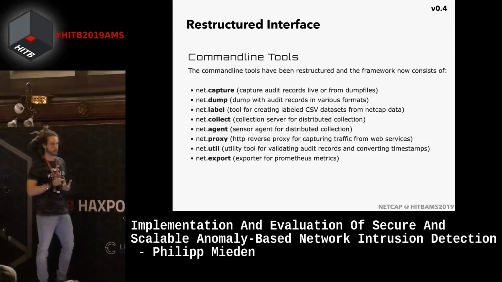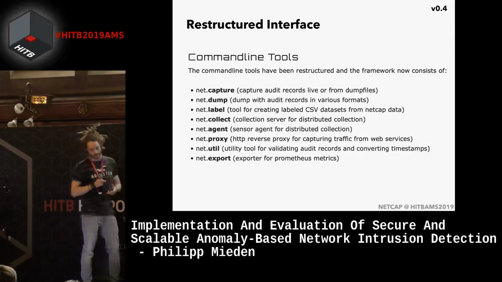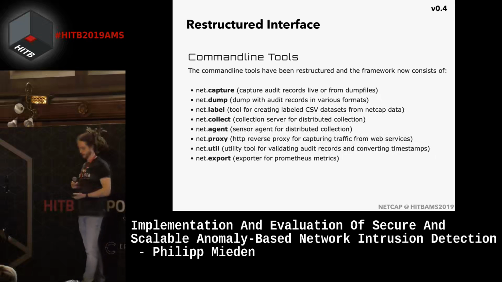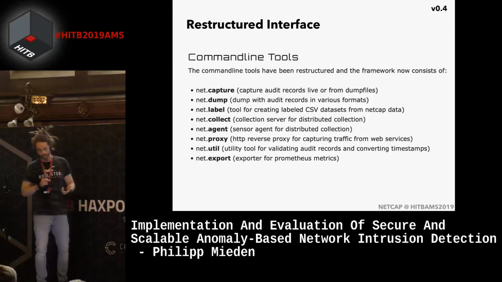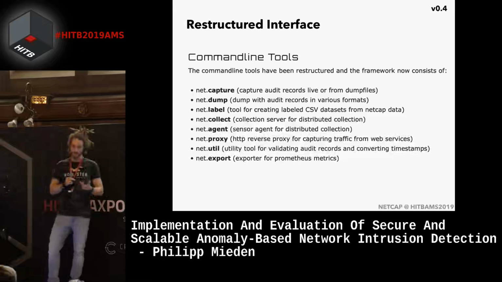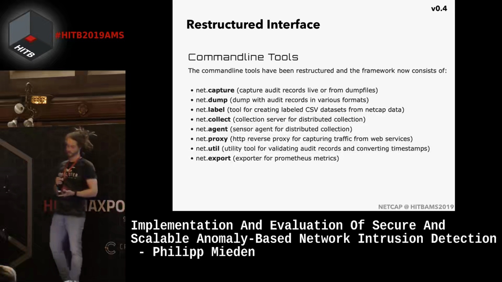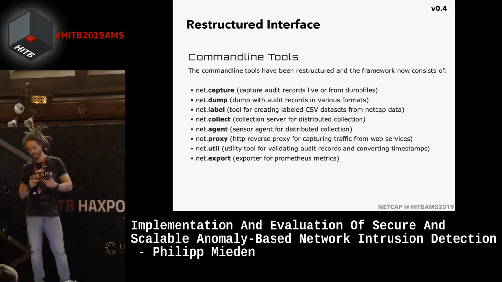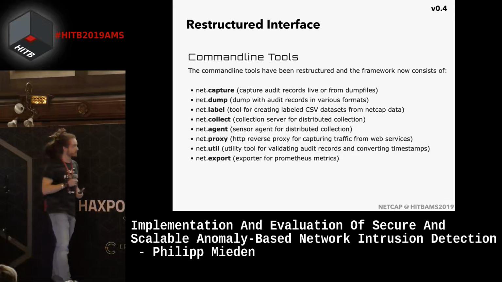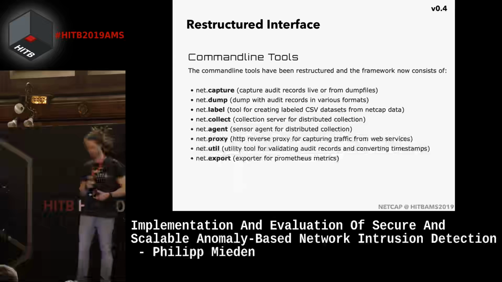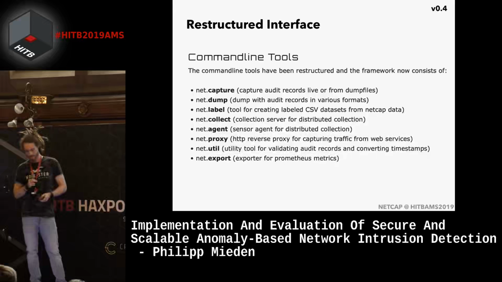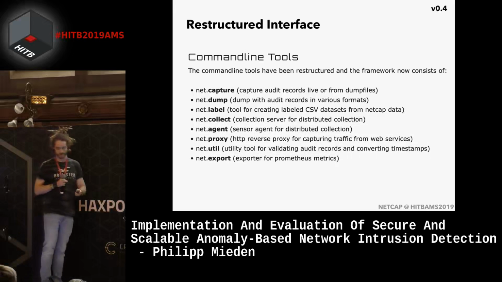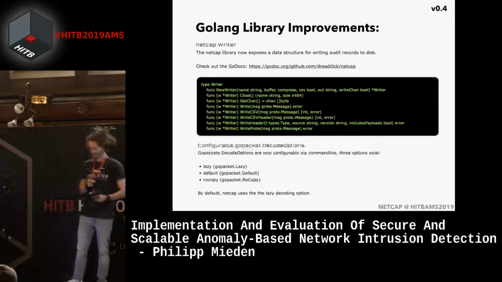I restructured the command line interface. So there are now 8 standalone command line tools. One for capturing, one for working with audit record dump files and exporting them to CSV, for example. So that's the dump tool. Then there's a tool for doing the labeling I've just talked about. There's a tool for starting the collection server. There's a tool for the sensor agent that is exporting data. Then there's a new tool, it's called net.proxy. It's basically a simple HTTP reverse proxy, and I'll go into a bit more detail in a second. There's a general util, and there's a tool for exporting Prometheus metrics, which is also new.